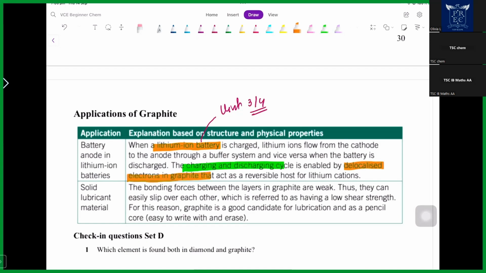Graphite acts as a reversible host for lithium cations. You may not understand what is meant by reversible host, because we need to understand a little bit about what happens in charging and discharging. But anyway, what we are trying to say is that because of the delocalized electrons in graphite, they are able to be used in both charging and discharging cycles. Okay.